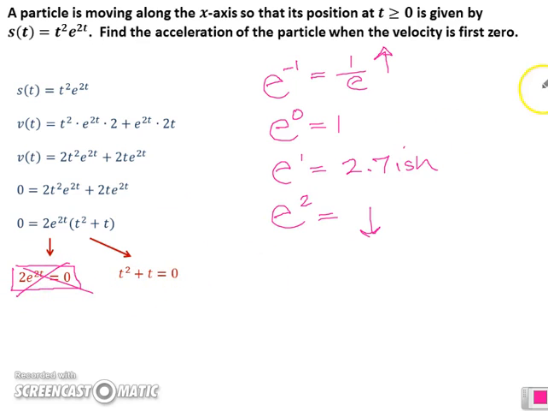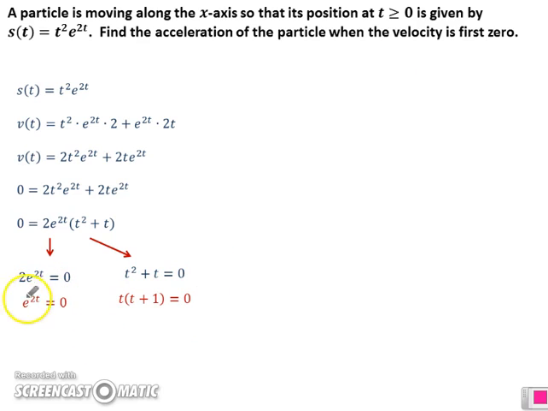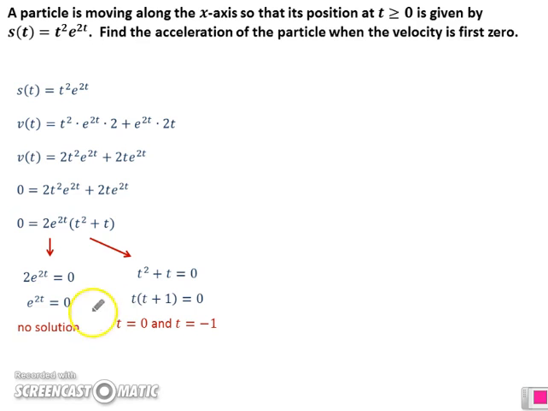This one, however, we can factor. That one's a quadratic. So divide this one by 2. We're going to get no solution here, so we can ignore this one. This one, we have two solutions. We have t equals 0 from this guy, t equals -1. So now those are our two solutions. We need to find when the velocity is first 0. That's going to be at t equals -1, because if you read it from left to right, -1 happened first.